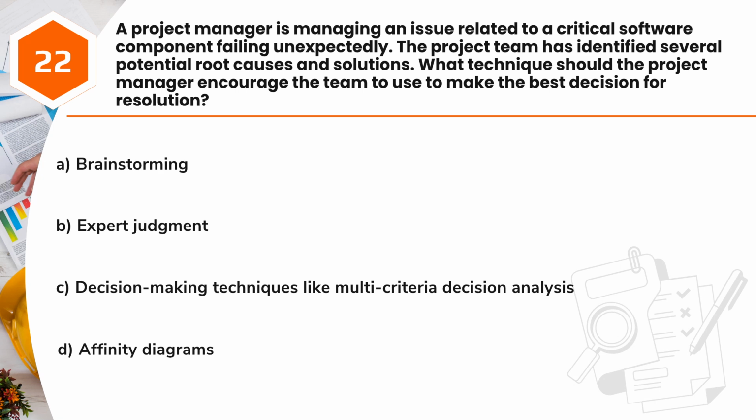Question 22. A project manager is managing an issue related to a critical software component failing unexpectedly. The project team has identified several potential root causes and solutions. What technique should the project manager encourage the team to use to make the best decision for resolution? A. Brainstorming. B. Expert judgment. C. Decision-making techniques like multi-criteria decision analysis. D. Affinity diagrams.